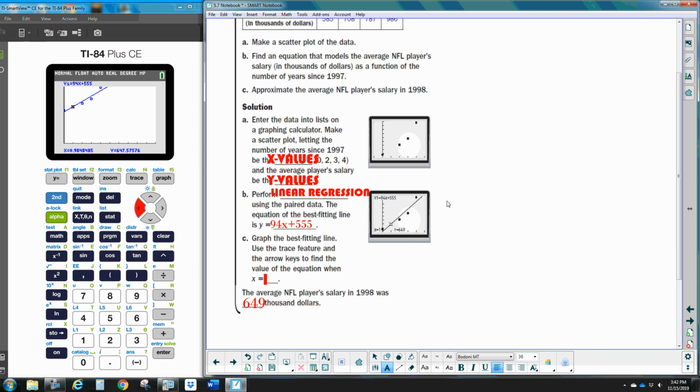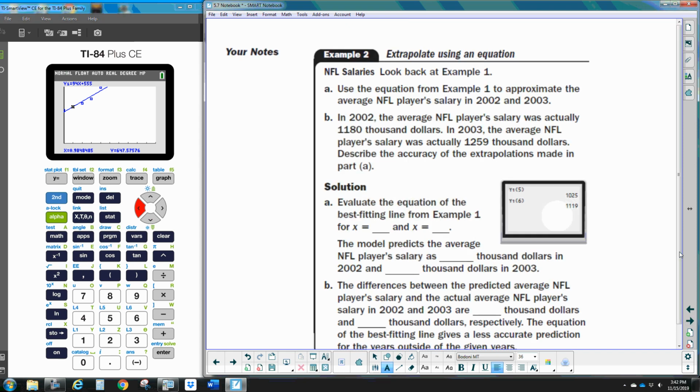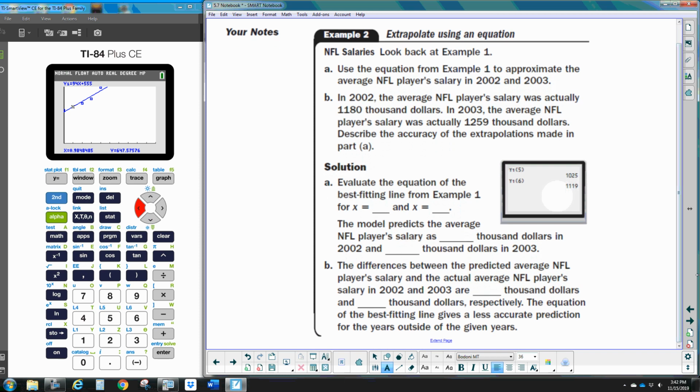So you can use your trace function. And here you can see 94x plus 555. You can see how they traced it exactly to 1. Okay, let's look at the second example.